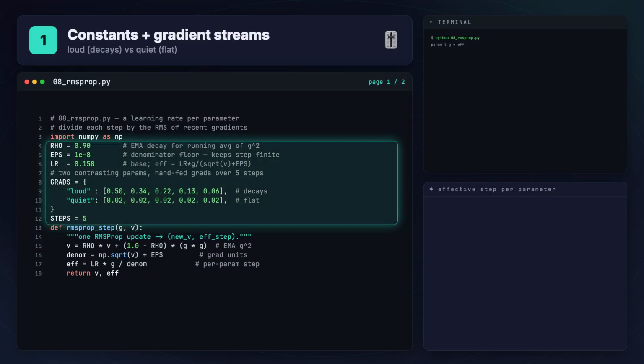First block, the setup, 3 parameters, and for each one a hard-coded gradient stream across 5 steps. Param 0 is the loud one. Its gradient sits around 0.5 every step. Param 2 is the quiet one, around 0.02. Param 1 is in between. We also initialize each parameter's running average V to 0. That 0 matters. It's exactly the case where epsilon earns its keep on step 1, and it's the bias that next episode's Adam will correct.